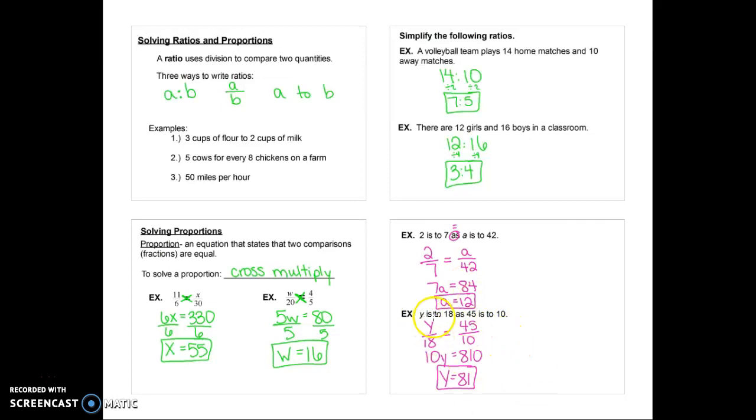Then another example, Y is to 18. So Y divided by 18, as becomes my equal sign, 45 is to 10. So 45 divided by 10. 10 times Y, or Y times 10, is 10Y. 18 times 45 is 810. Again, my goal is to solve for Y, so I need to finish this by dividing both sides by 10. I end up with Y equals 81.